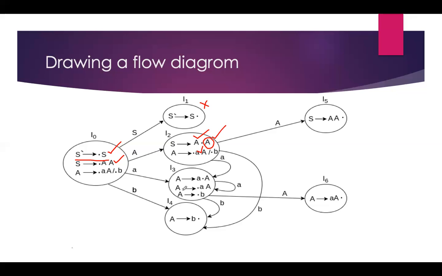Now in I3 we need to check whether there is any chance to expand. Here after small a the dot is there, we can move it to after capital A. So after the dot this is A, so we are expanding the A. So what we are getting: A tends to A. This is a new production rule, so here I have given the state number I6. Okay, this rule I have expanded.